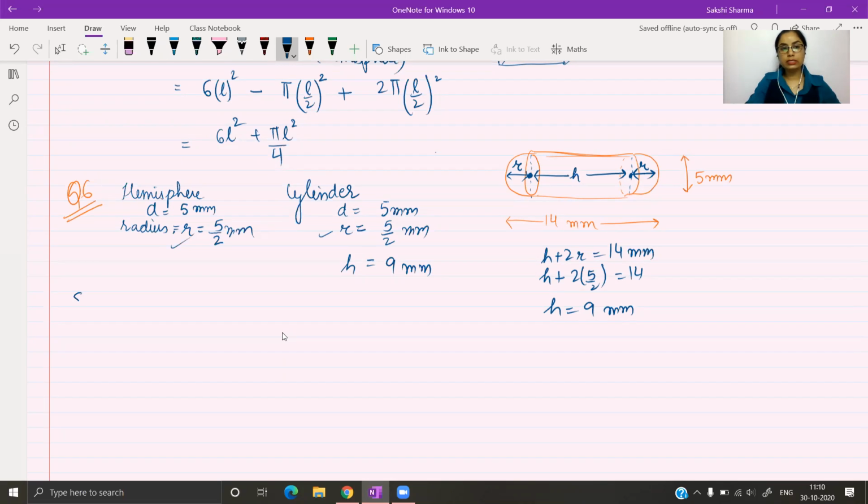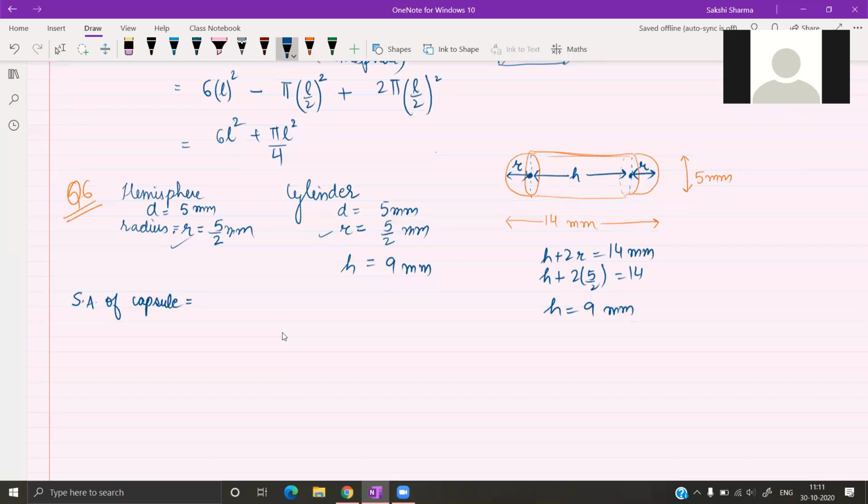And now you can find out the surface area of the capsule. Anyone who can answer, how will we find out the surface area of the capsule? Area of cylinder plus area of the hemisphere. You need to specify, are we taking the curved surface area or the total surface area? Ma'am, total surface area. Think. Curved surface area.